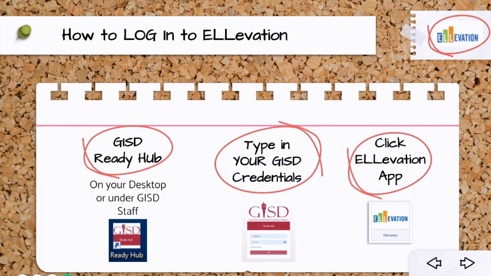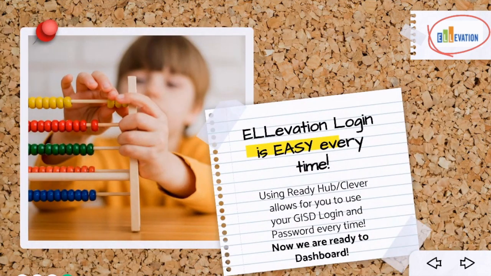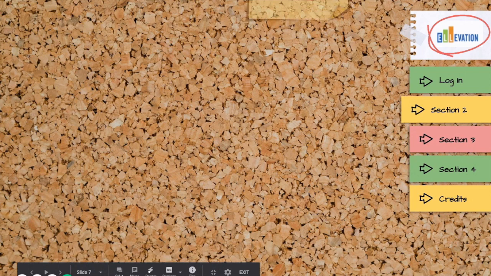Step 3. In the new window, you will see different applications. Click on the ELLevation application. And congratulations, you're in! The ELLevation login is easy every time. Using ReadyHub or Clever allows for you to use your GISD login and password every time. Now, let's get started with our dashboard.